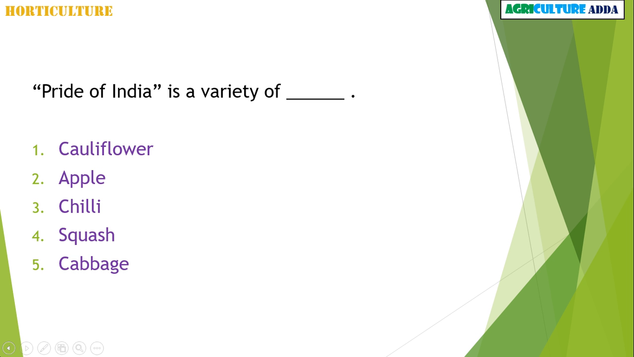Next, in the horticulture section, Pride of India is a variety of cauliflower, apple, chili, squash, cabbage. Answer is cabbage.